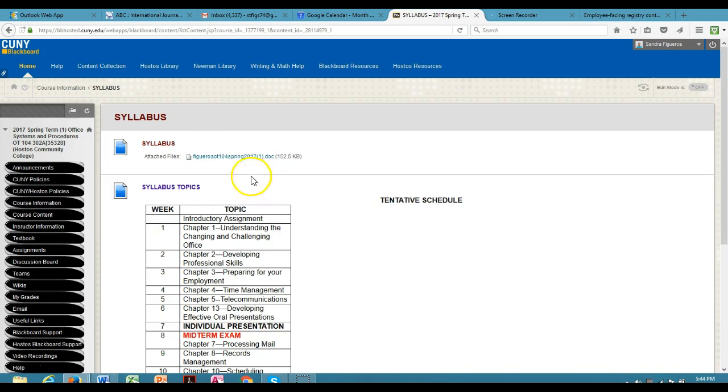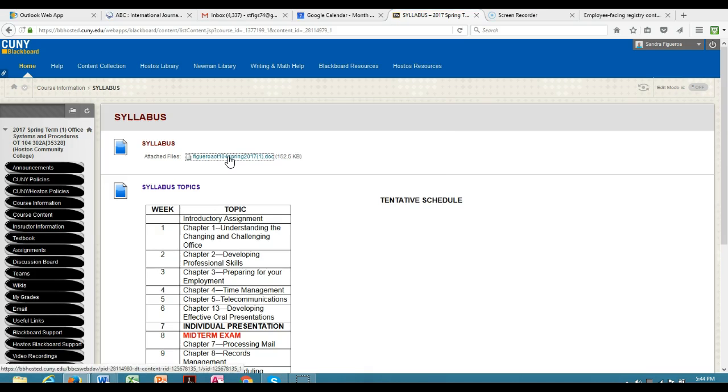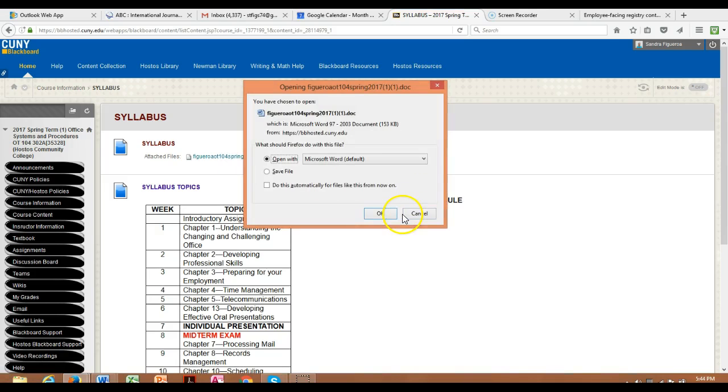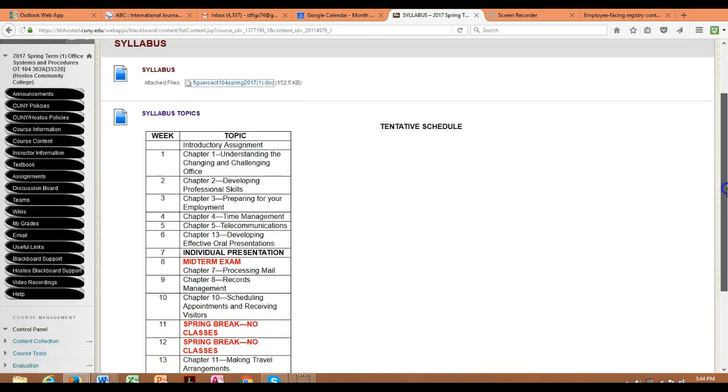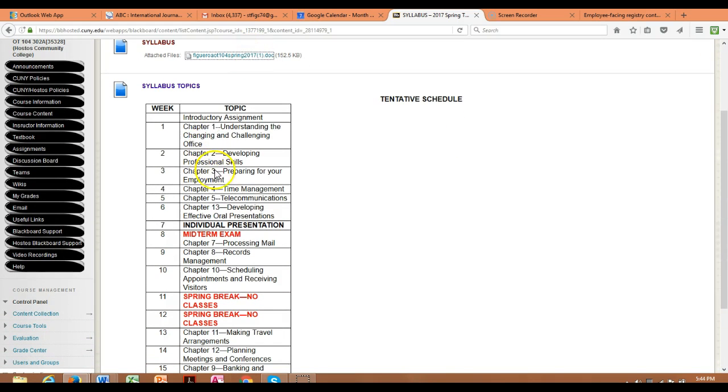Okay. What are the topics? Make sure you go over the course syllabus. To get the course syllabus, you'll have to download it, just as you do any other Word document. All right, so you'll go over that on your own. You'll see what the topics are. You'll notice that we don't always go in sequential order. Some of these I've changed.